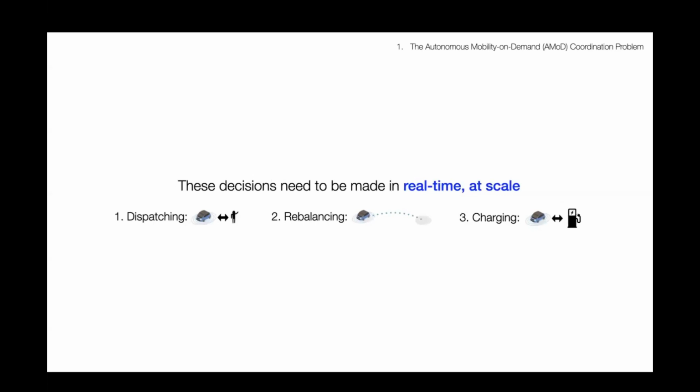And what is really important is that these decisions, in order to be actually useful for real-world operators, need to be made, first of all, in real time and at scale, right? Which is really what is a problem here. Because taking decisions over these real-world systems can scale very badly with the dimensionality of the transportation network.